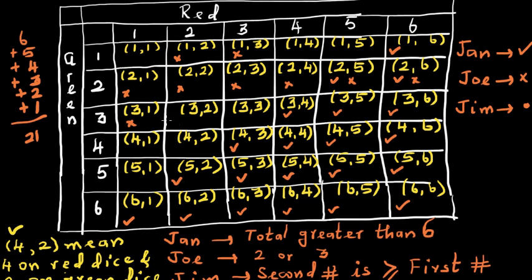It doesn't matter if it is both 2 and 3, it should be 2 or 3. This is Joey, this is also Joey, this is not Joey, this is Joey, this is Joey, not Joey, and 2 or 3 is not here. Now let's count the crosses. There is no seeming pattern, so we need to count. 1, 2, 3, 4, 5, 6, 7, 8, 9, 10, 11, 12, 13, 14, 15, 16, 17, 18, 19, 20. So out of 36, there are 20 ways in which Joey can win.